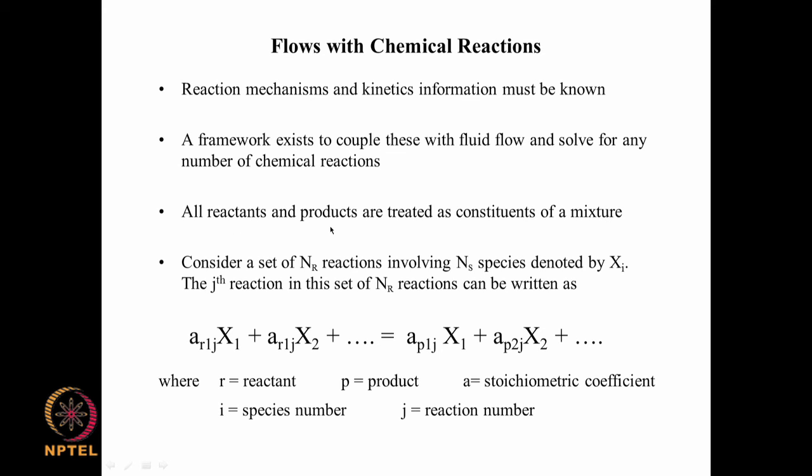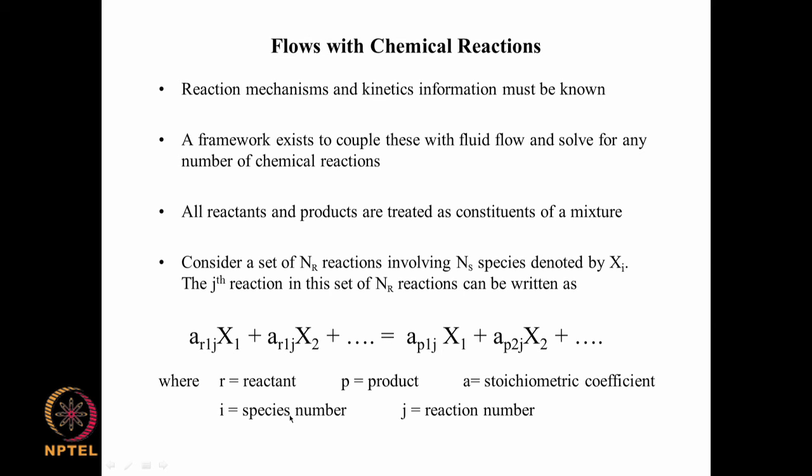So all reactions and products are treated as constituents of a mixture, and consider a set of NR reactions involving NS species denoted by Xi here, and you have a stoichiometry of these. Each reaction scheme within the set of reaction schemes is specified here. For example, you have species 1 and species 2, and all these species are participating with these stoichiometric coefficients in this reaction 1.